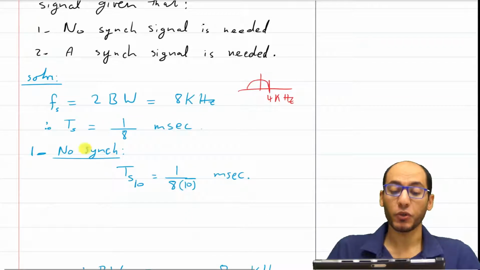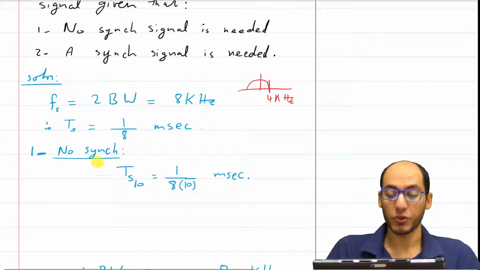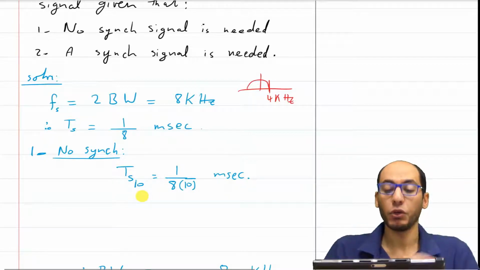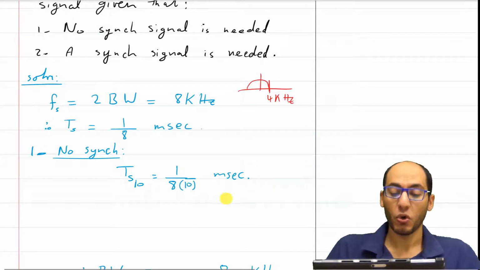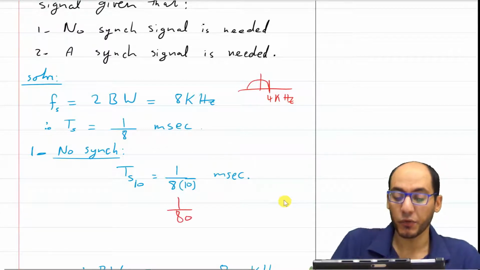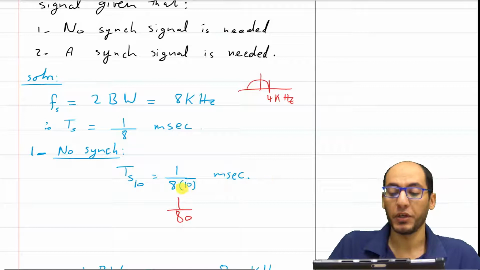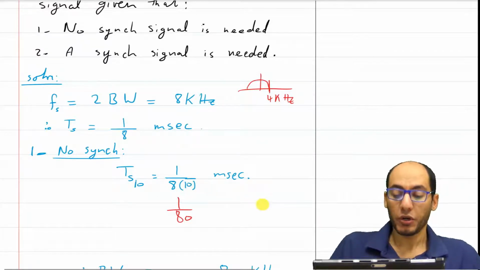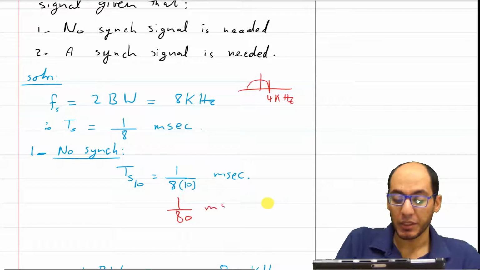So for the case of no synchronization signal, and I'm going to explain what that is in a moment, the time duration between each two consecutive samples in the overall system is going to be 1/80. Where does this 80 come from? 8 multiplied by the number of signals. So that's in milliseconds.